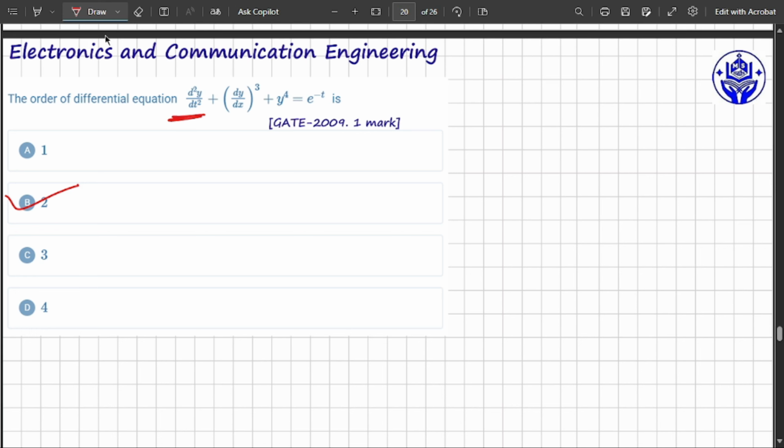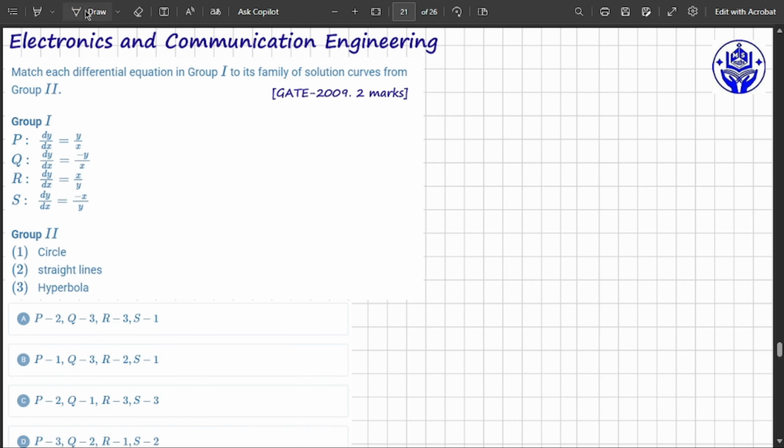So the next question is to match each differential equation of group 1 to the family of its solution curve in group 2. So what kind of differential equation is representing what kind of family of solution? First of all, what I have is dy by dx equals y upon x. So I can separate it: dy over y equals dx over x.